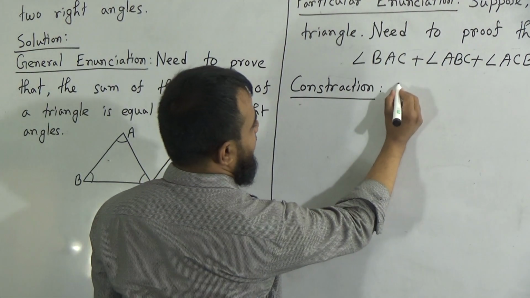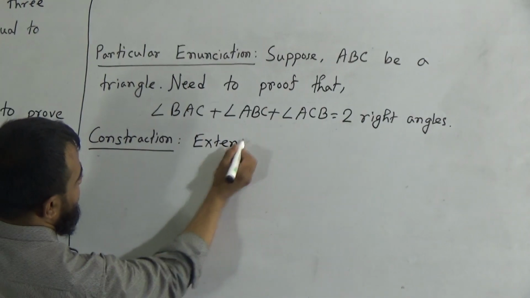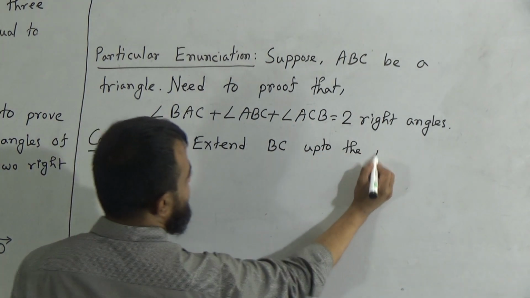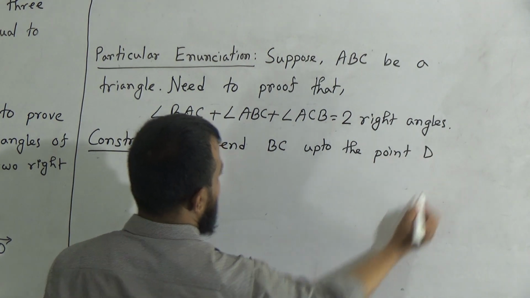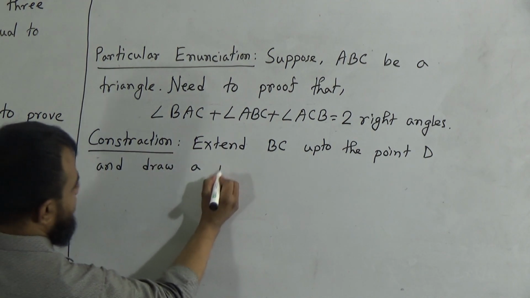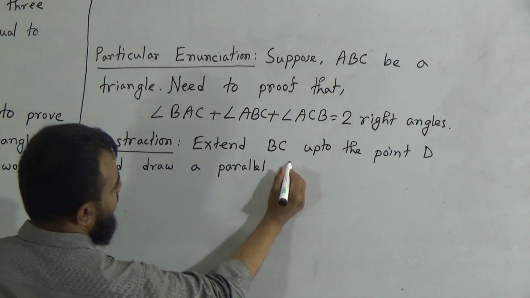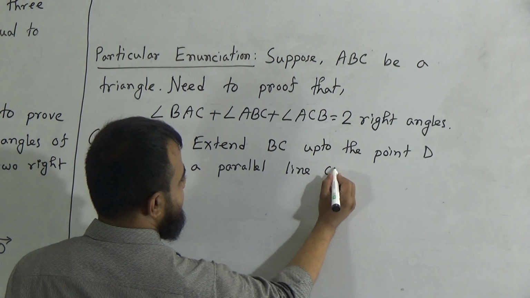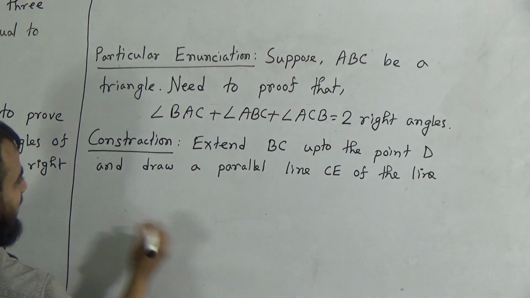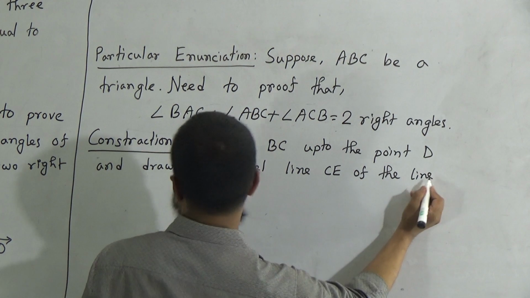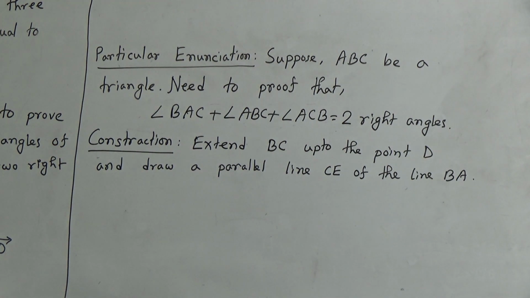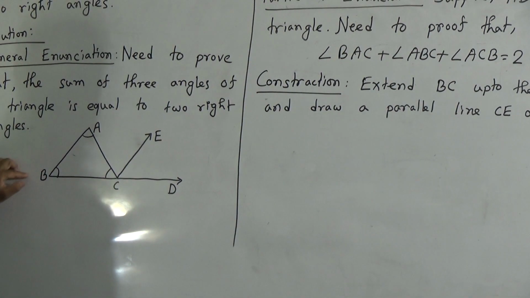Now write it down in the construction: extend BC up to the point D and draw a parallel line CE of the line, which one? Of the line AB, sorry, it's BA. That means what will we draw? We'll extend the BC line up to D and we draw CE, the parallel line of BA.